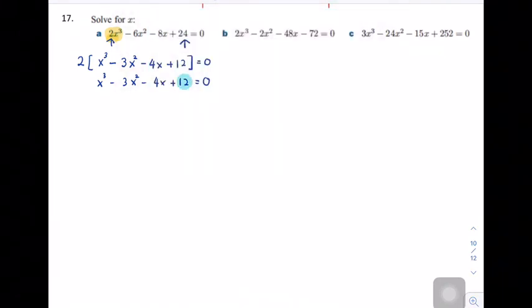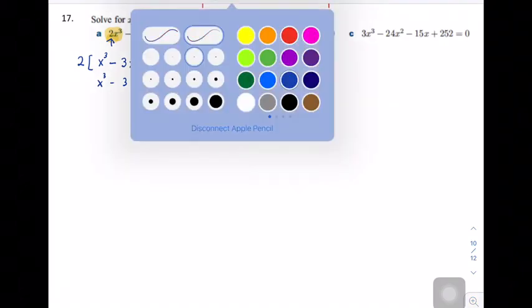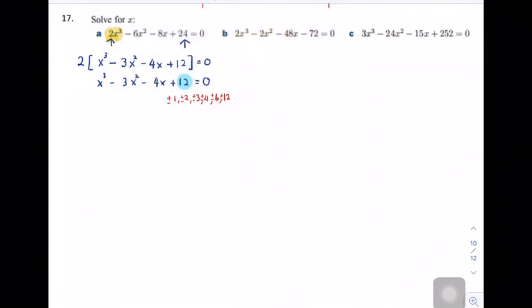So now we can try and find factors of 12. So what are the factors of 12? 1, 2, 3, 4, 6, and 12. And please do remember, we must take into consideration positive and negative. So again, let's start with the most basic number. Maybe I would like to try 2 now.